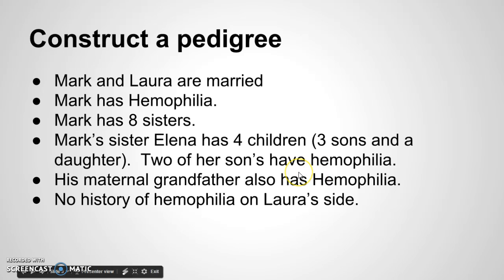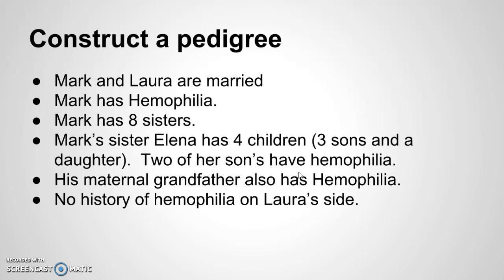All right, so the next thing I want you to do is practice constructing a pedigree. I know we did this in class, but we're going to practice this time with people who have a known disorder. So Mark and Laura are married, and Mark has hemophilia. So we're looking at hemophilia as our disorder. So anyone who has hemophilia, remember, should be filled in.